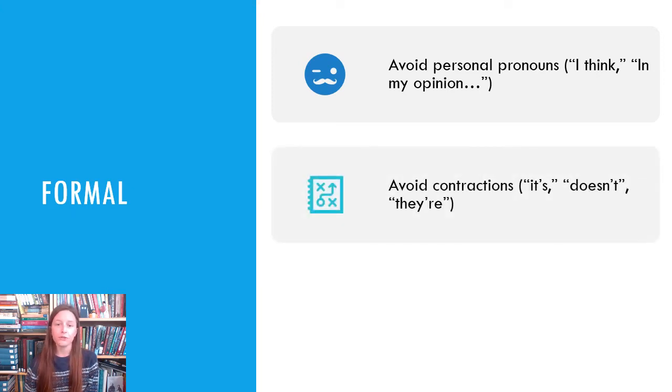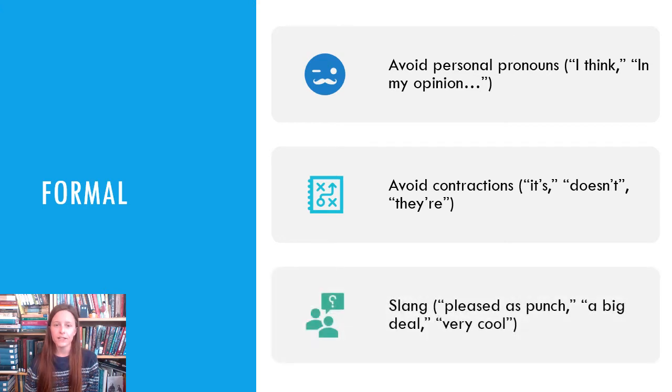Another important rule in formal writing is to avoid contractions. Rather than shortening words like it's, doesn't, or there're, you should write them out in full: it is, does not, and they are. Finally, formal writing shouldn't include slang words or phrases. This can include idiomatic phrases like pleased as punch, or more colloquial terms like a big deal or very cool.